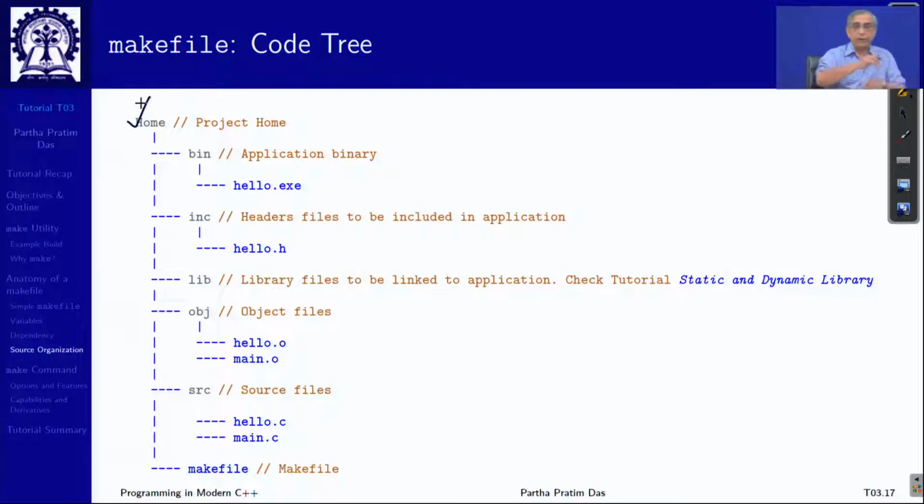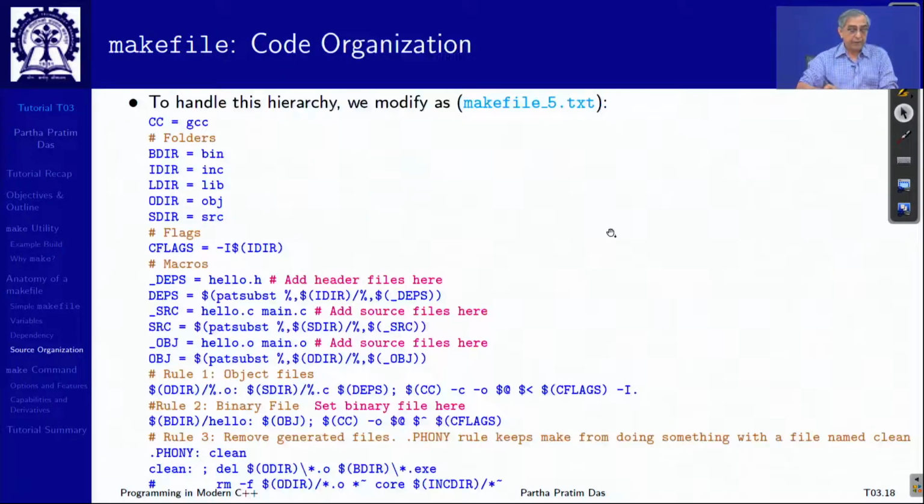This is my home project, wherever you can put it. Then I have an application binary folder which will have my exe finally. This is my include folder. This is if I have some libraries. We still are not talking about libraries, we will talk in the next tutorial. We have the object files in obj, source files in src, and in the root, that is in the home, I have my makefile. So, all that I need to do is to go to my home and do make, and that should build my entire project, right, and put the files accordingly. So, that is what I do here.